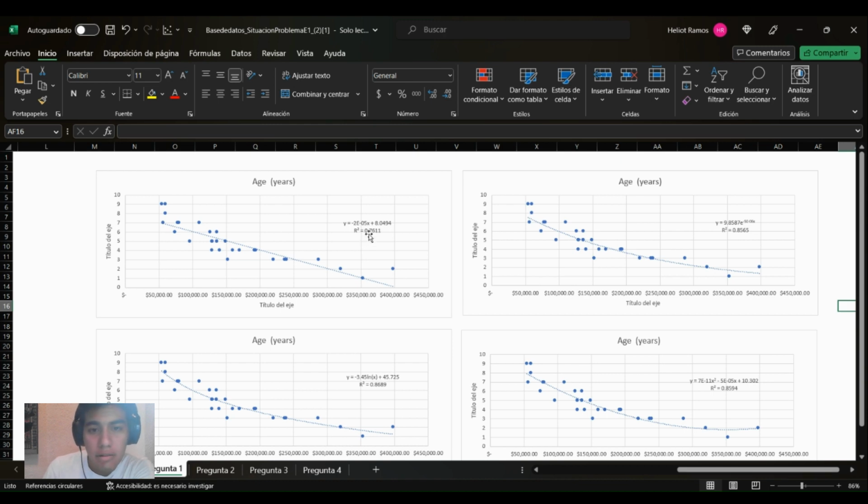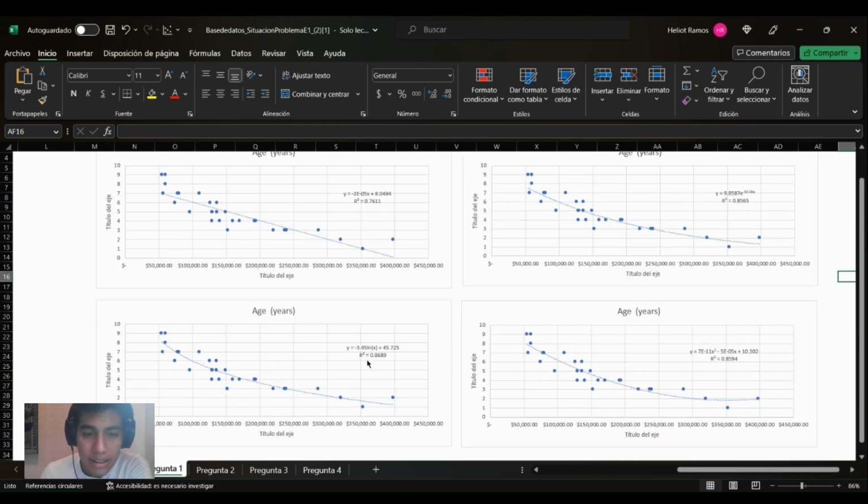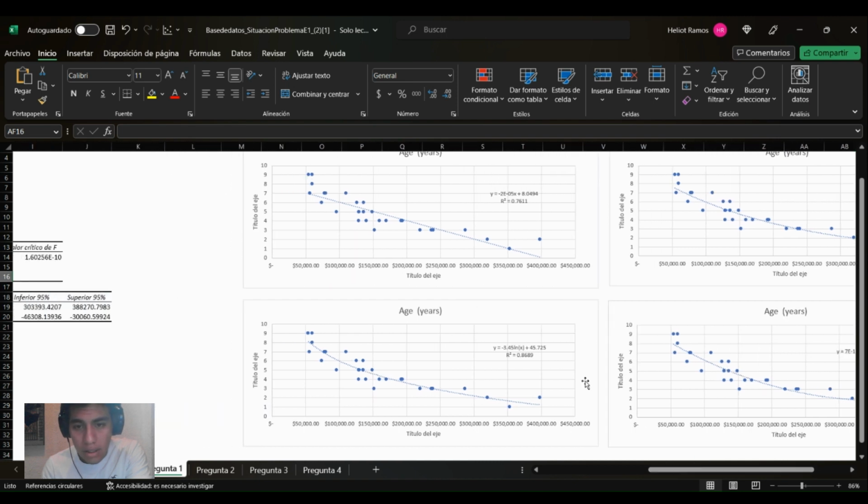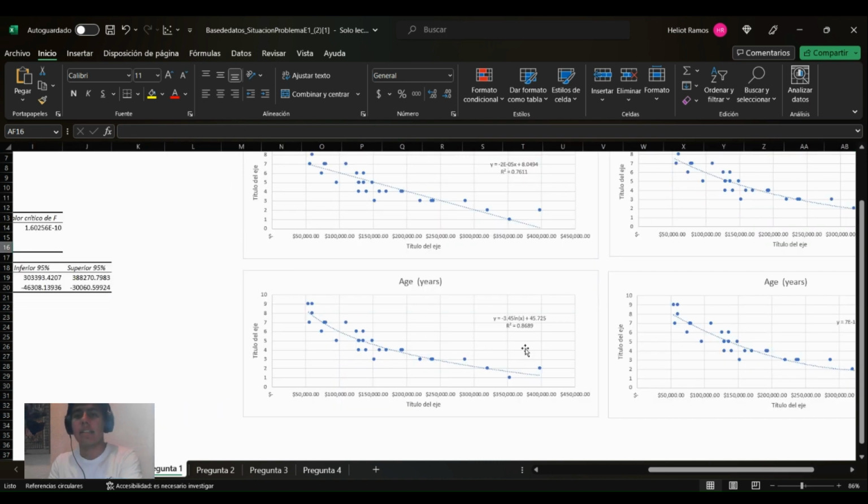For example, in the linear regression, we have 0.76 as our r squared. Exponentially, we have 0.856. That's a lot higher. But here, in logarithmic, we have 0.8689. So that's the highest we have. Here in the ax squared plus bx plus c, we have 0.85. So as you can see, the best model one could use would be the logarithmic.